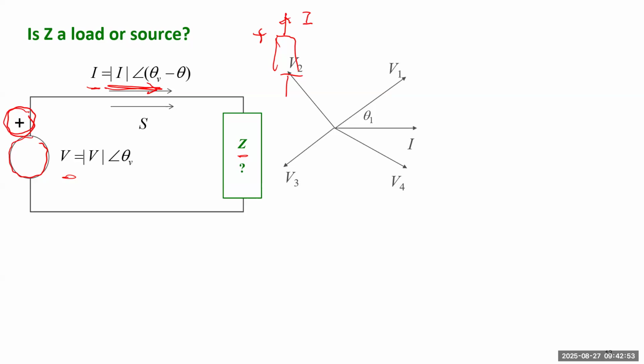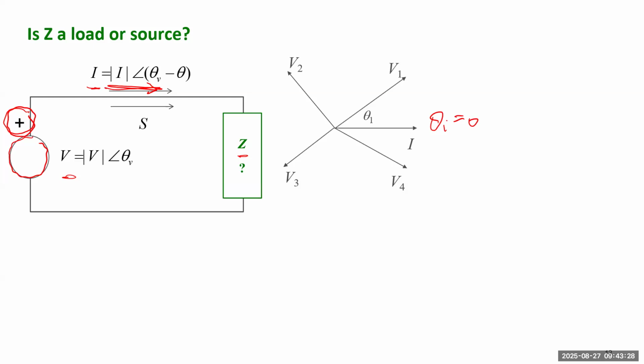So if we use current as the reference to draw the phasor diagram about voltage and current, we assume the current will have angle 0. So for this case, we assume theta I is always 0. Then the angle between the voltage and current will be theta V. So I draw the four possibilities. Voltage can be in the first quadrant, second quadrant, third quadrant, or fourth quadrant.